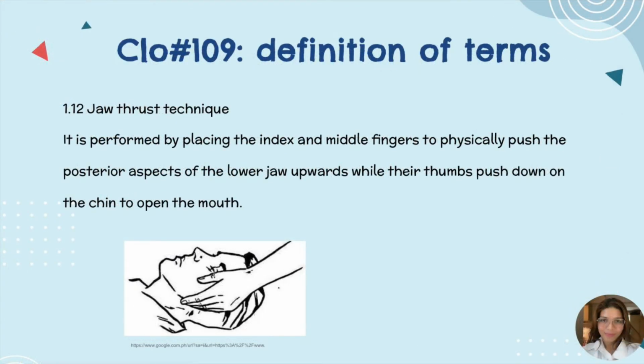The next technique is the jaw thrust technique. So it is performed by placing the index and middle fingers to physically push the posterior aspects of the lower jaw upwards while their thumbs push down on the chin to open the mouth, as you can see in the picture below.